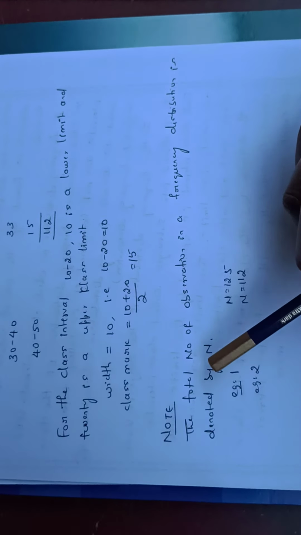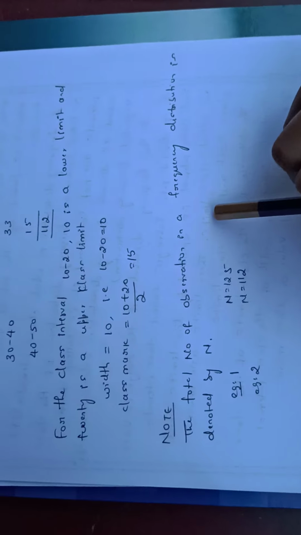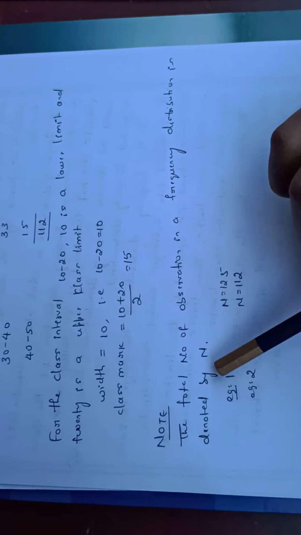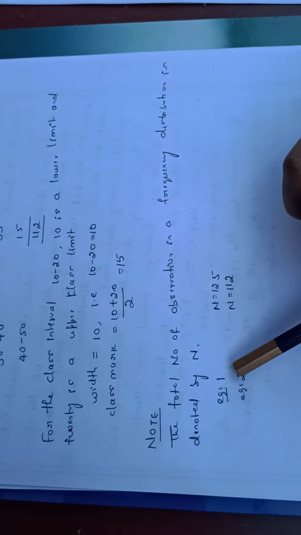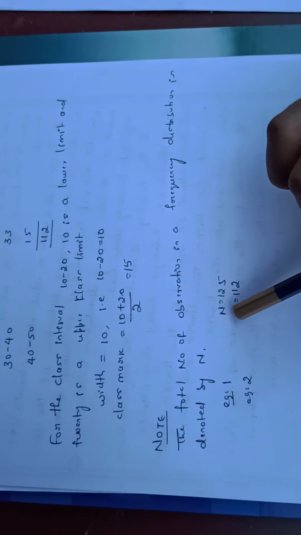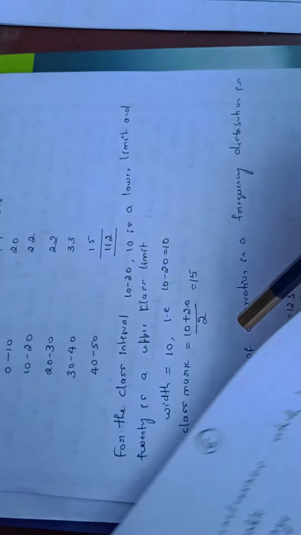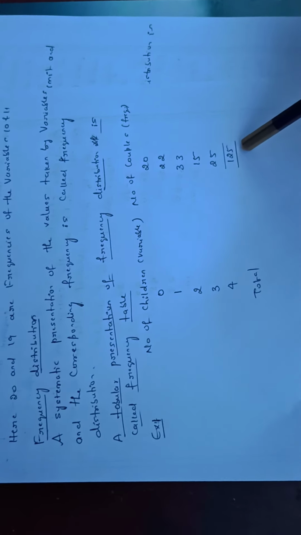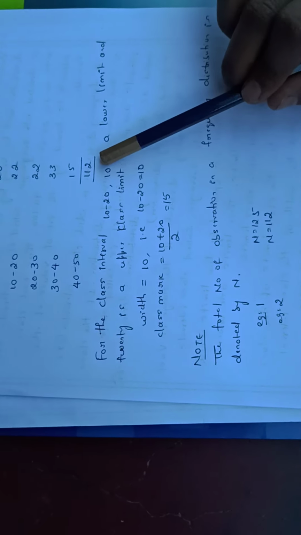Here we have a note. The note says that the total number of observations in a frequency distribution is denoted by N. In example number 1, N is 125, and in example number 2, capital N is 112. So this is called the total number of observations, which we denote by capital N.